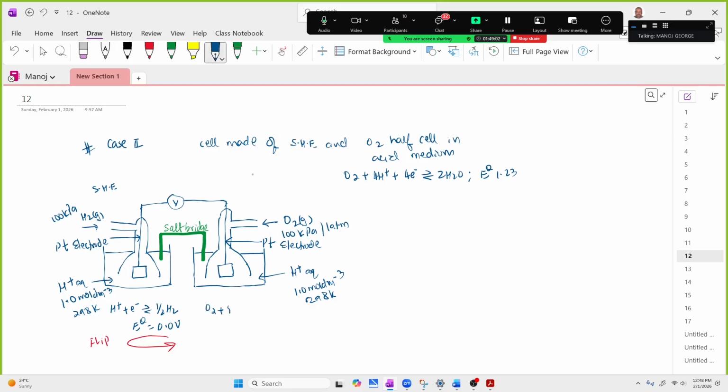That's O2 plus 4H plus 4 electrons gives 2H2O, and the E dot mentioned is a positive 1.23, which means that is more positive. Everything remains the same. This is more positive, so that is the cathode here as usual. Any questions? This is your cathode, which is going to be positive, and this is my anode, which is going to be negative. Electron flow is from anode to cathode.